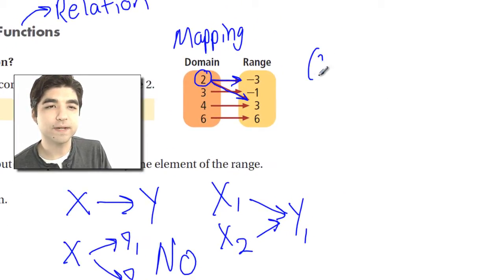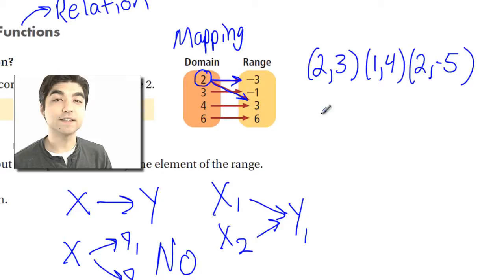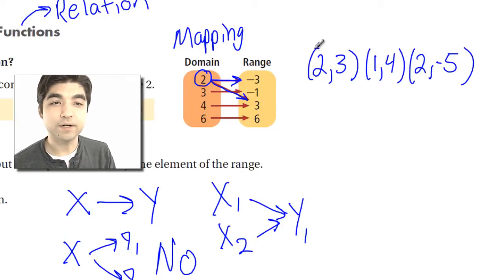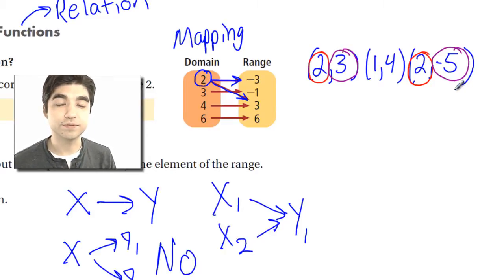So say we had coordinate pairs like 2, 3, 1, 4, and 2, -5. Okay, so this would not be a function. Can you see why? Well, when we look at these 2's, we have a 2 that's mapped to two separate y values. So the same domain value mapped to two different y values or range values, so not a function.